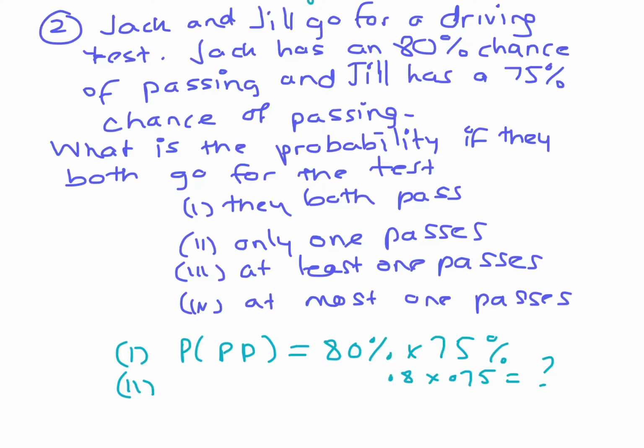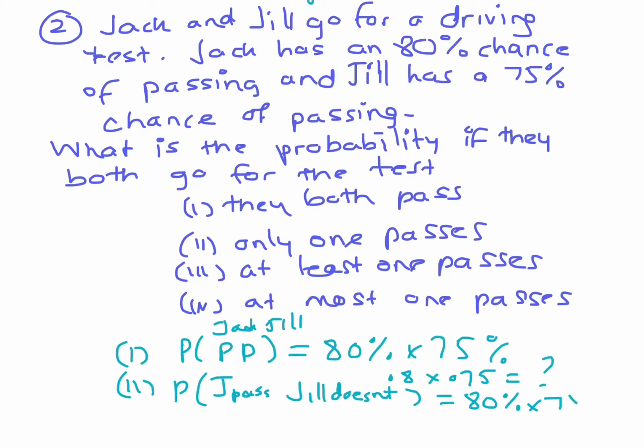Okay, so only one passes. Let's say that's Jack and that's Jill. We don't want both of them to pass, we only want one of them to pass. So Jack passes and Jill doesn't pass. Jack passing would be 80% and Jill doesn't pass, that would be 25%. Now we don't actually need to do it in the other order for this one, because Jack and Jill are just people and they either pass or they fail. So the order here doesn't really matter because they're both going for the same test.